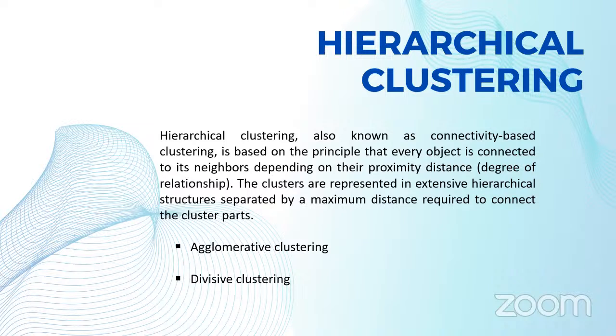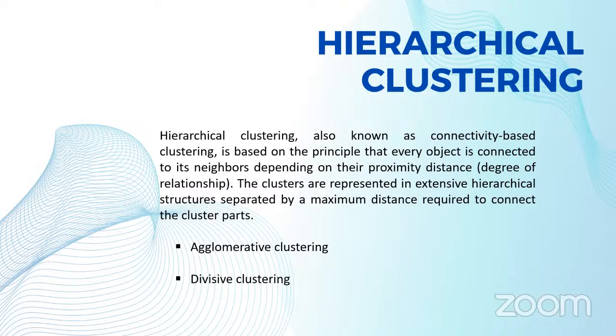In an organization, suppose we take the example of a university. We take the university as a single cluster, which is then split into different colleges. Then in different colleges there are different departments, and in departments there are different faculties. This can be a good example of divisive clustering.